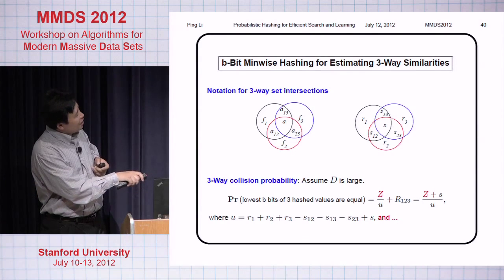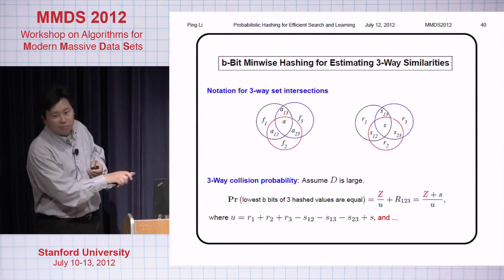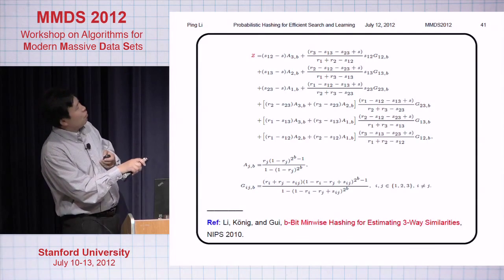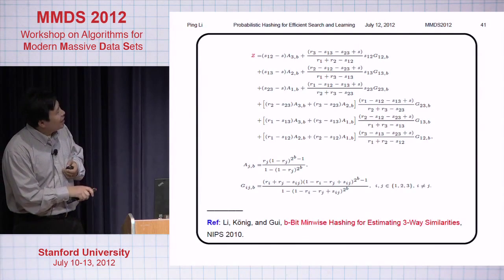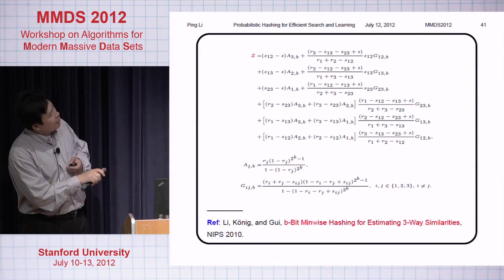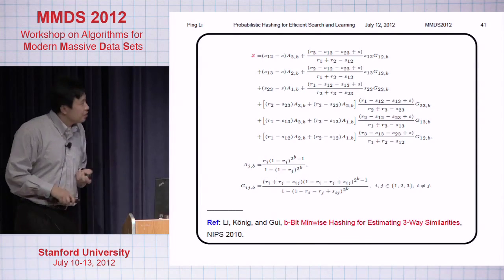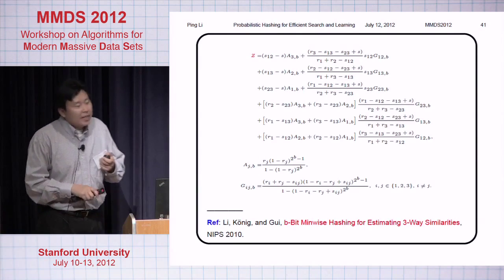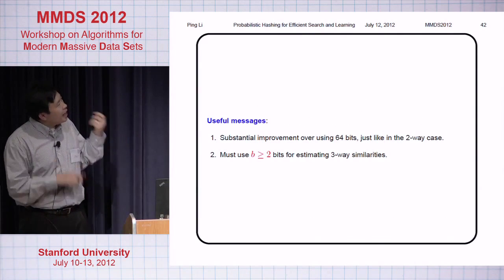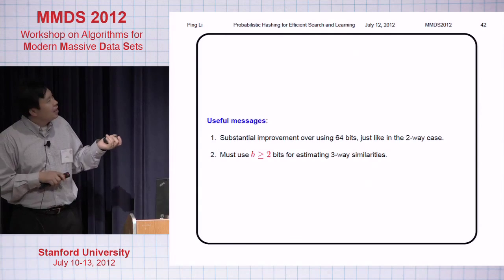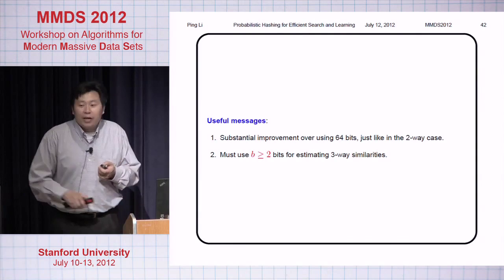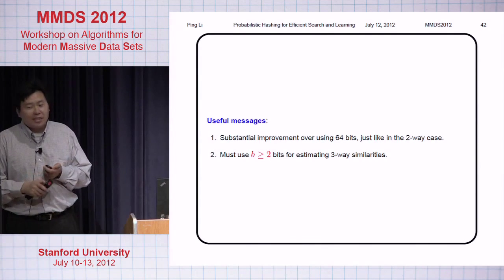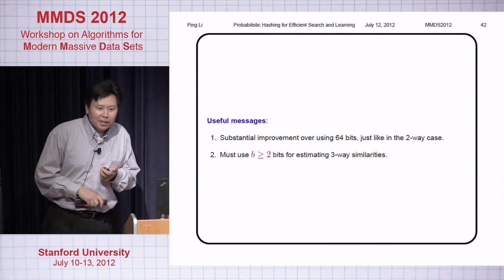So what is z? So z is very complicated, and I'm not going to read 9 by 9, but basically it's a formula, and it's very accurate. And we have derivations in the paper. So basically, the information for 3-way is that you get a substantial improvement using b-bit minwise hashing. Another interesting message is that if you want 3-way similarity, you need at least 2 bits. So that's something interesting to me.